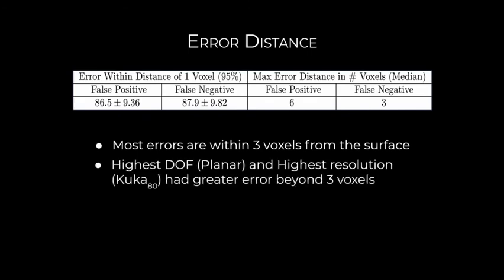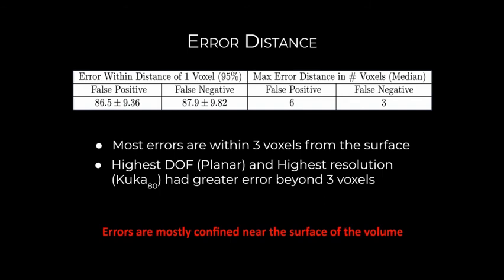The 2 robots that performed the worst in our set, the planar robot and KUKA at 2.5 centimeter, had 77% and 91% of the errors within a distance of 3 voxels, respectively. This shows that the errors are mostly confined near the surface of the volume, and further refinement to the process may allow us to get better predictions of the swept volume.